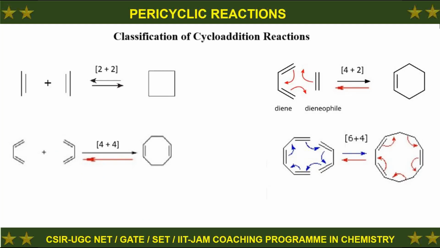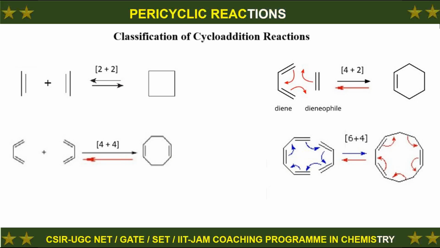Now, classifications. It depends upon the number of pi electrons. This is the diene, and this is mostly the dienophile in Diels-Alder reactions. Here there is only an ene, both are ethylene molecules, so this is 2 pi electrons plus 2 pi electrons. This cycloaddition is called 2 pi + 2 pi, or 2+2 cycloaddition. This is a diene, this is a dienophile.